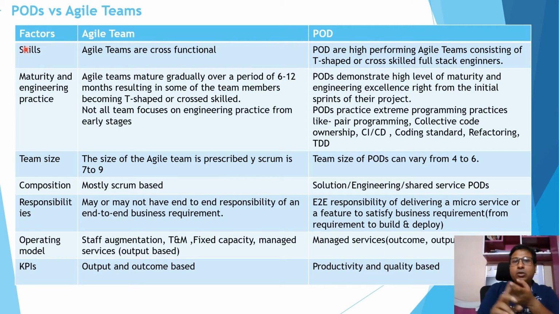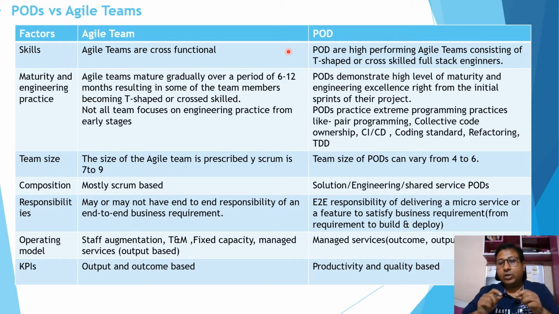Agile teams are cross functional, that all of us know. But pods are high performing agile teams consisting of T-shaped and cross-skilled full stack engineers. That means a pod is all by its own. It's an all-rounder. It should have T-shaped skills, cross-skilled, with full stack engineers.